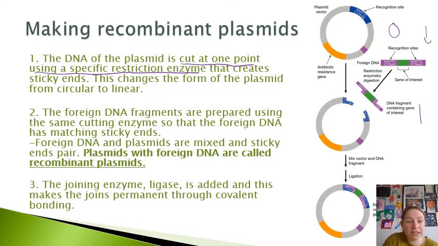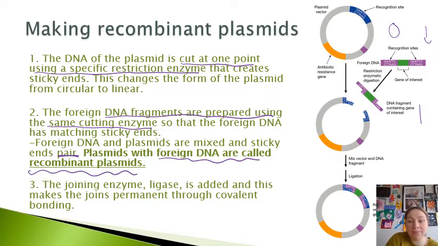The foreign DNA fragments are prepared using the same cutting enzyme so that we've got our complementary sticky ends. So foreign DNA and the plasmid are mixed and the sticky ends pair. The plasmid with the foreign DNA is called a recombinant plasmid.